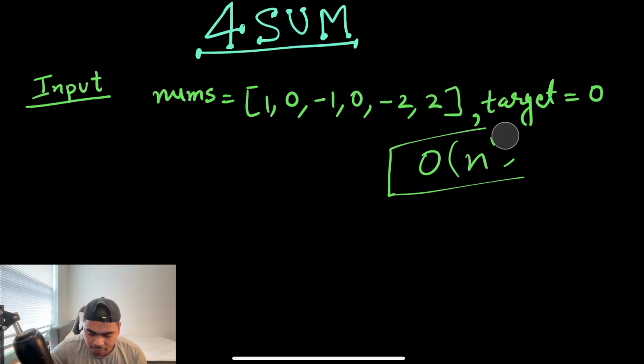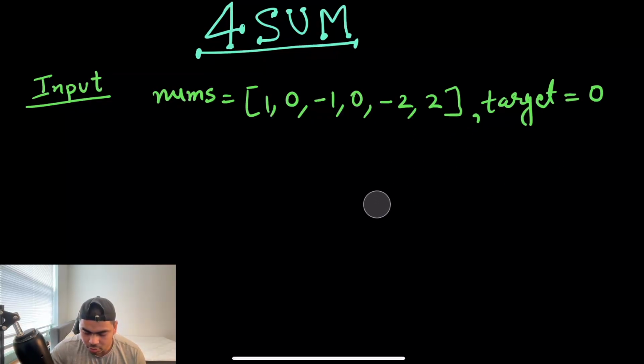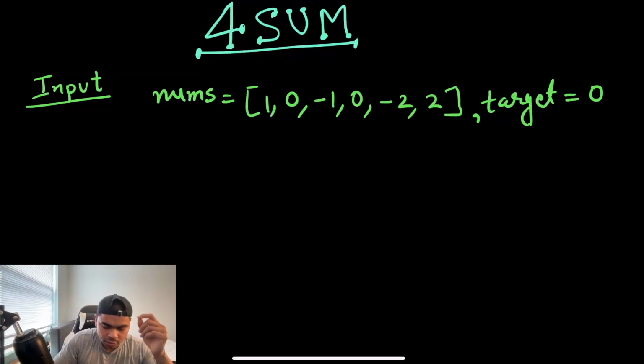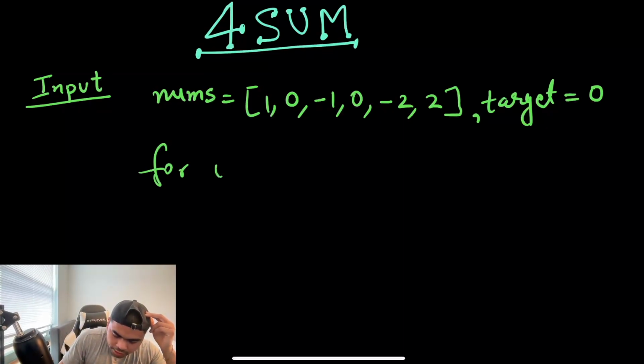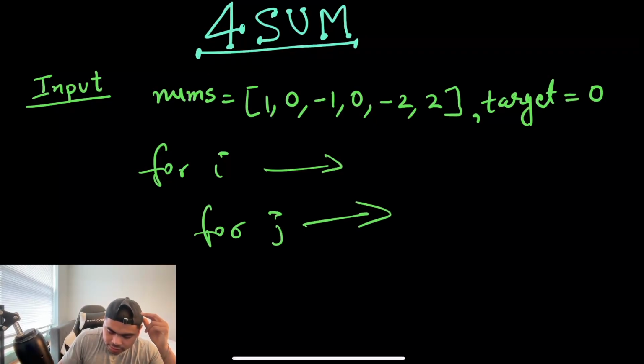I say we can use the 2 pointers approach. That's what we're going to do. We divide this problem into one loop or 2 loops, and then the other 2 loops combine into just one 2 pointer approach. So you'll have 2 for loops, for i in range, for j in range, and then here you'll have start and end.